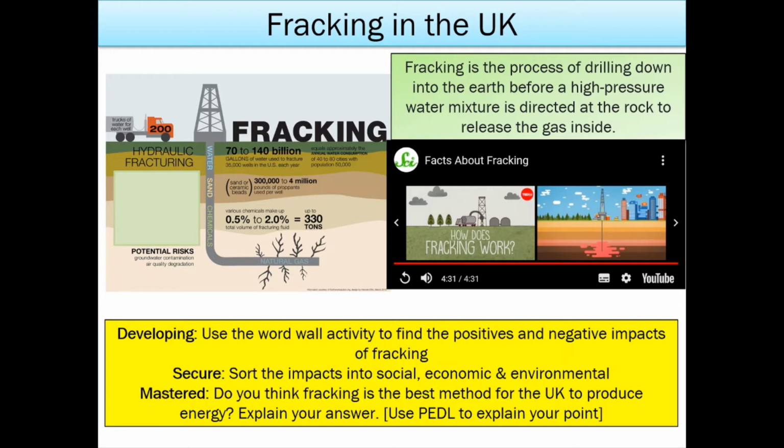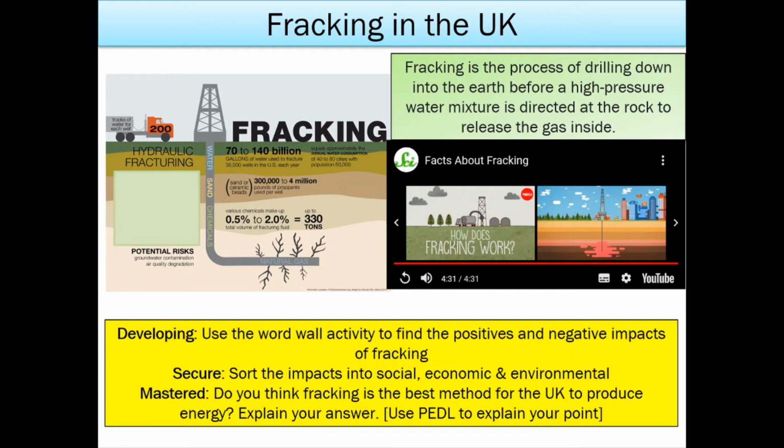energy? And I want you to explain that answer if you go onto the master task using PEDAL. So I think it is the best method to produce energy because this means that this leads to. And if you think the opposite, obviously I think a better method is this. This means that this links to. And you only need to do one PEDAL paragraph for that, not two, okay?